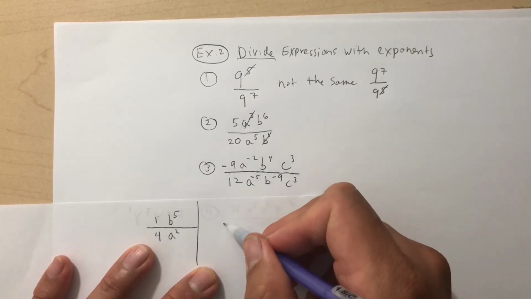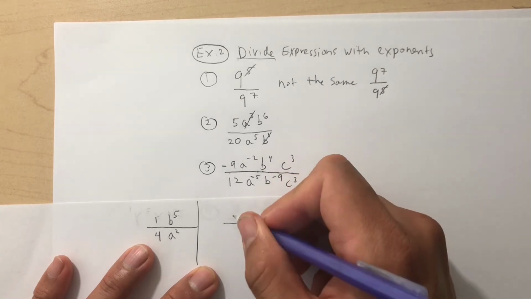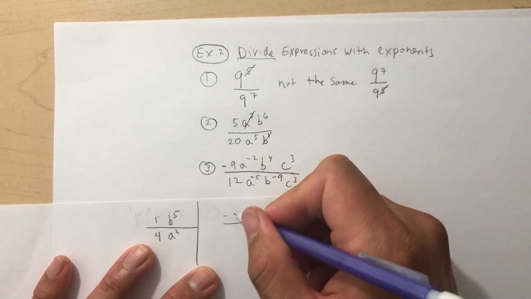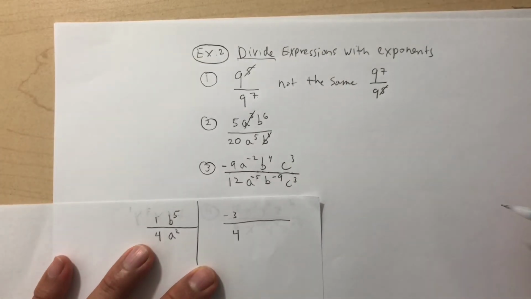Again, I'm going to draw my fraction line first. And I'm going to reduce. I'm going to divide by 3, divide by 3. That gives me a negative. Again, ignore negative for a second. That gives me 3, and that gives me 4. All right. Now for this one, I don't want to subtract anything because there's negative exponents. So I'm going to move the negative exponent first.